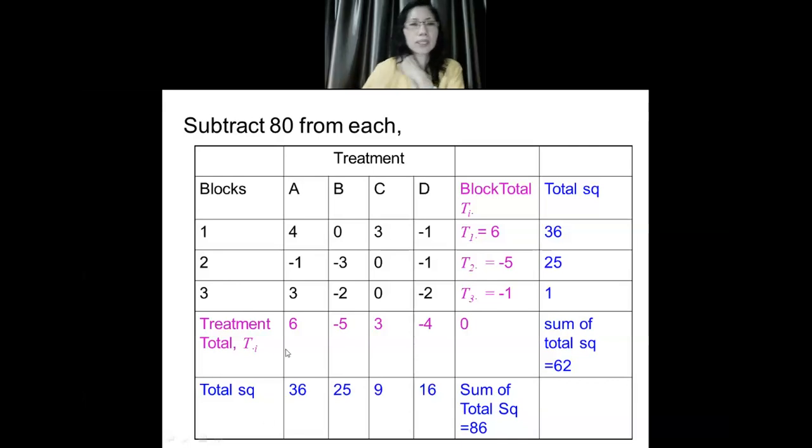Now, the treatment totals. Treatment A gives you a total of 6. Treatment B, -5. Treatment C, 3 plus 0 gives you 3. Treatment D, -1 plus -1 plus -2 gives you -4. When you square them: 36, 25, 9, 16. So the sum of total squares is 86.